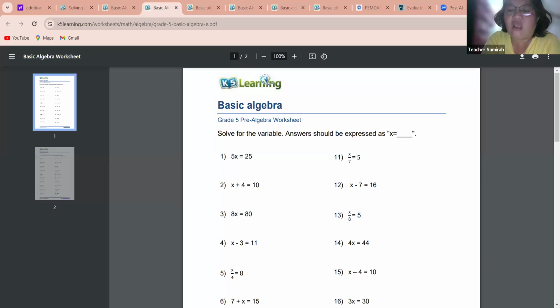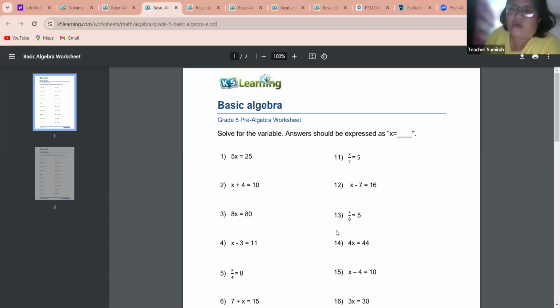Okay, if you can hear, we are actually having rain right now. The rain has already poured, and you can actually hear it from the background.